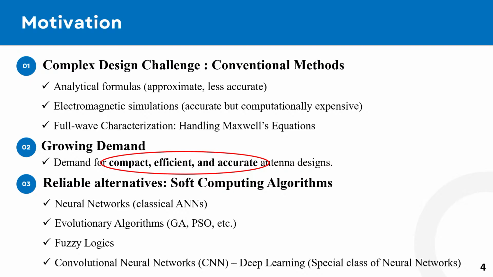To overcome all these challenges, we have reliable alternatives. Researchers are exploring alternatives for designing microstrip antennas, like neural networks, evolutionary algorithms, fuzzy logic, and in our case CNN, because it is a special class of deep learning networks, and we are going to analyze and design in our case using a CNN model.